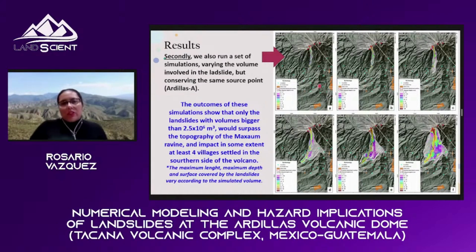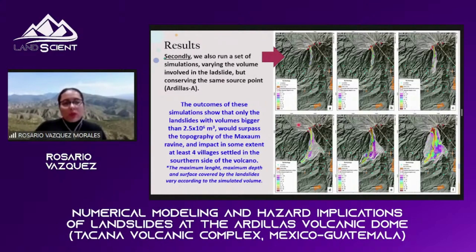We can also observe that the maximum length, the maximum depth, and the surface covered by this simulated landslide will vary according to the simulated volume. So this is the main input parameter that affects the outputs of the model, as we observed this behavior before while using the Titan 2D model.